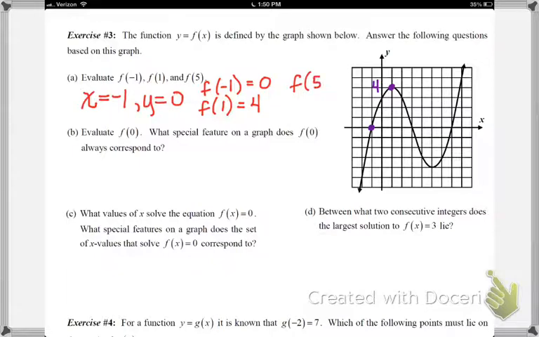F of 5. So again, let's look at our graph and find where x is equal to 5. So we have 1, 2, 3, 4, 5. And the value for y there is going to be here, which is -4.